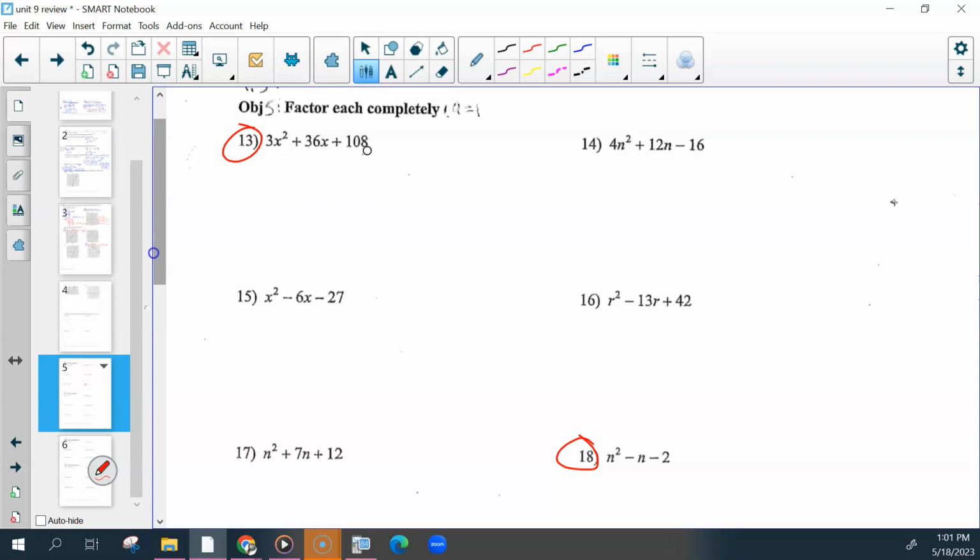So first, look and see, is there something we could divide each of these by? Some number that each have in common that we could divide them by? 3. What would that leave us with if we divided each by 3? X squared plus 12x plus 36. And then we're looking for 2 numbers that multiply to be 36, but add or subtract to be 12. 2 sixes.